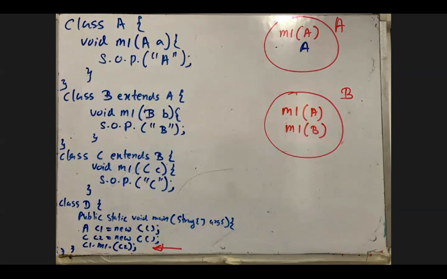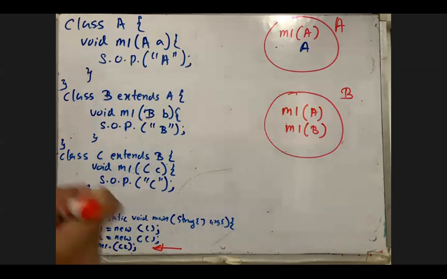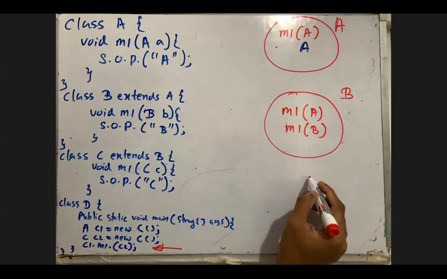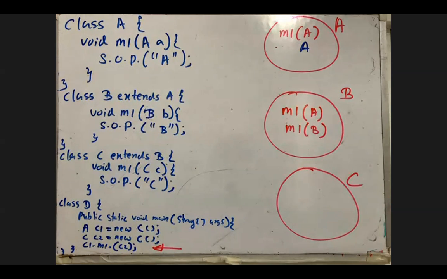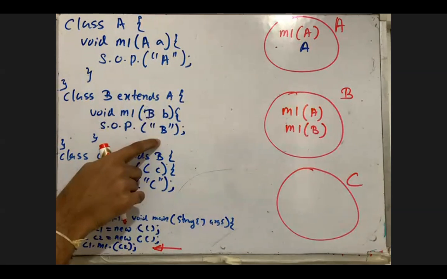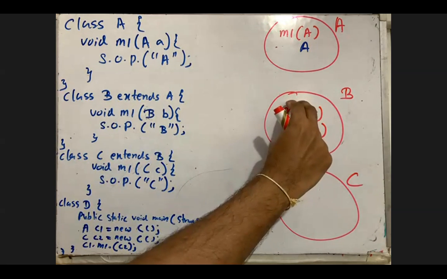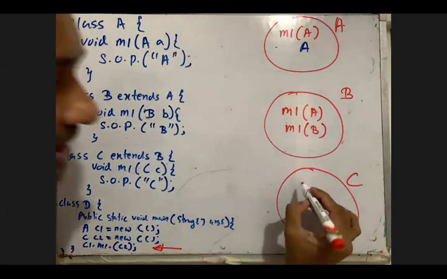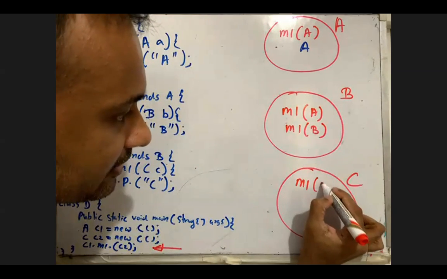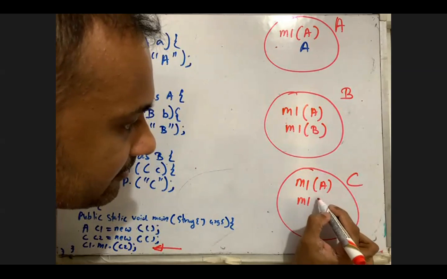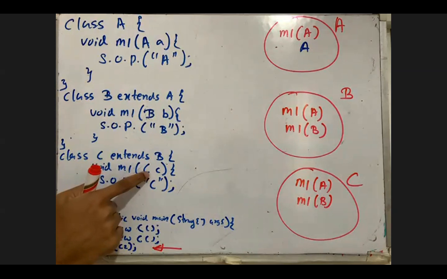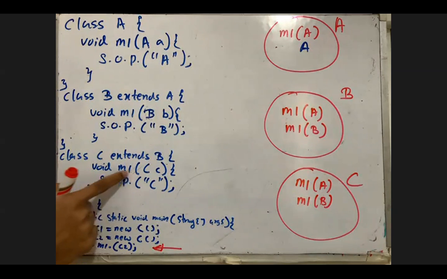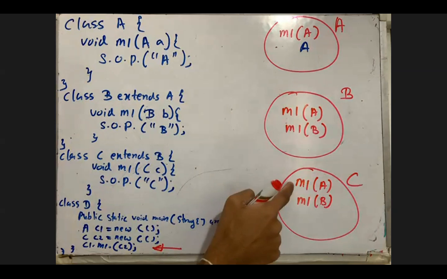Then if you create an object from the class C, what happens? Assume that this is the class C. C extends from B. C extends from B means what happened? All these two classes are inherited here. That means M1A, M1B as well as M1C. This is a different method. This M1 does not override this one or this one.